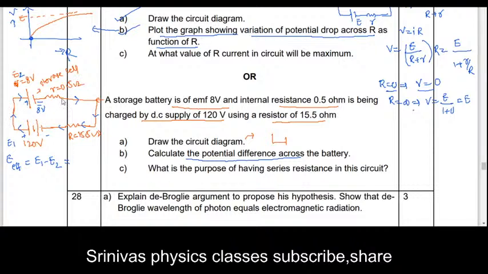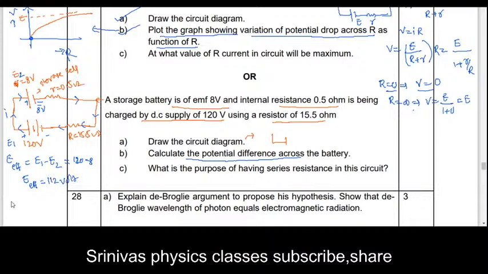Right? This is a single path, current direction is not changing. That's why single path. Current is constant. E1 minus E2, 120 minus 8. Effective EMF we will get as 112 volt.